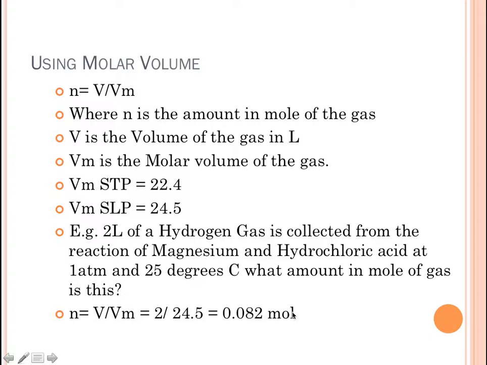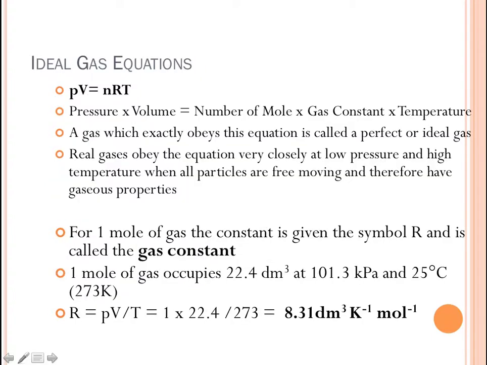Now that works great, but it only works great if we've got STP or SLC. If not, we've got a second equation. This is the ideal gas equation, PV equals nRT. So this works for any temperature, any pressure. The pressure in kilopascals times the volume in litres is equal to the number of mole in mole times the gas constant, which is this number down here, and is in your data book, so you don't need to remember it, times the temperature in Kelvin.